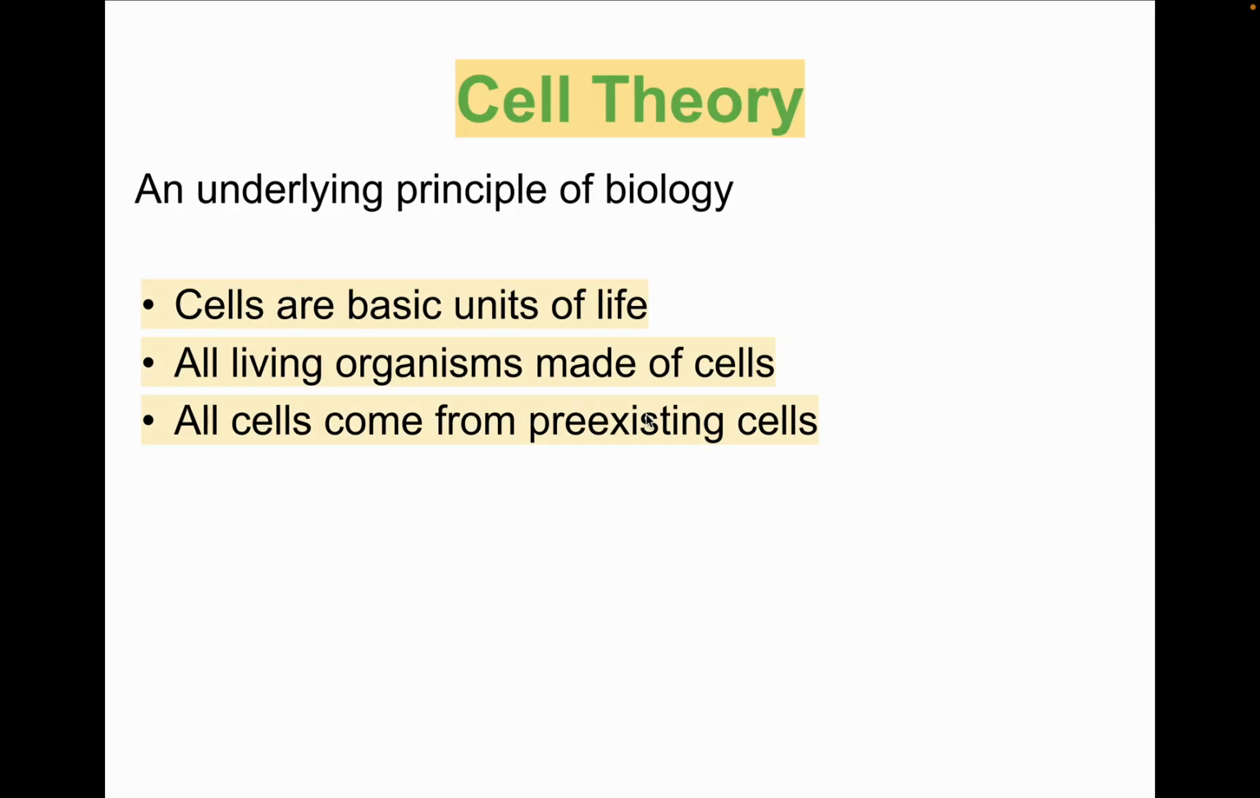So the cell theory is the underlying principle of biology. It is what biology is about. There are 3 parts to the cell theory that you must know. First one is cells are the basic units of life, and then all organisms are made of cells. And third, all cells come from pre-existing cells, which means I can't just have nothing and then a cell just pops up. Like, this cell must come from something.